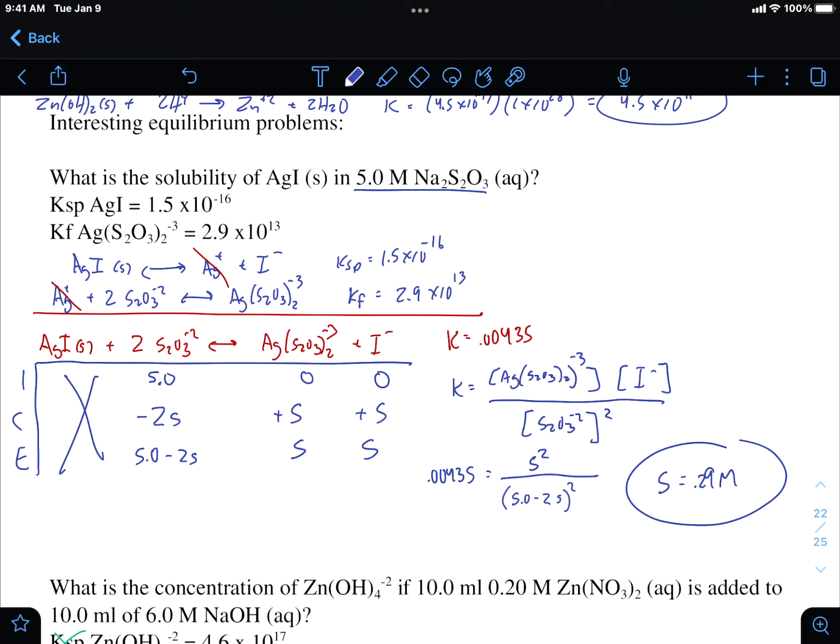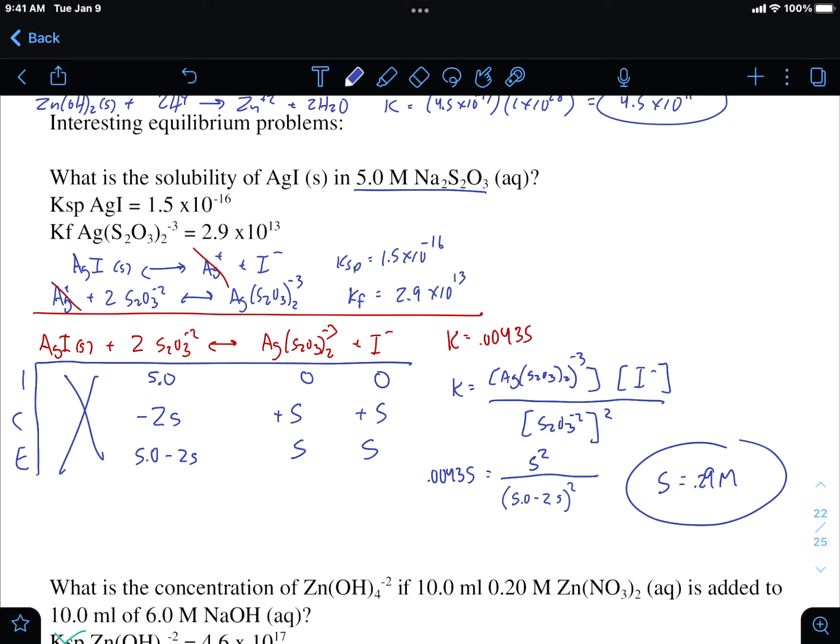So pause and reflect, right? Silver iodide, normally considered insoluble according to your traditional solubility rules. If I tried to dissolve silver iodide in water, very, very little. But we can get a concentration of 0.29 molar if we provide thiosulfate, right? So allow for the formation of a complex. And yeah, the product is silver thiosulfate, which is a complex ion.